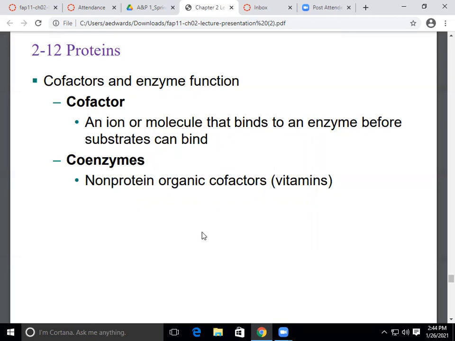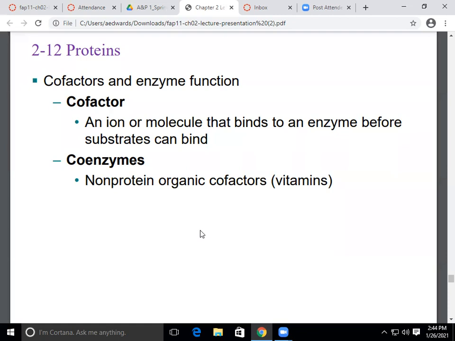All right, you also have what we call coenzymes, and vitamins are an example of these. They're organic, which means they have carbon and hydrogen, but they're not proteins. Okay, remember an enzyme's a protein. So these are other materials that are not a protein that bind to the enzyme to make it work.